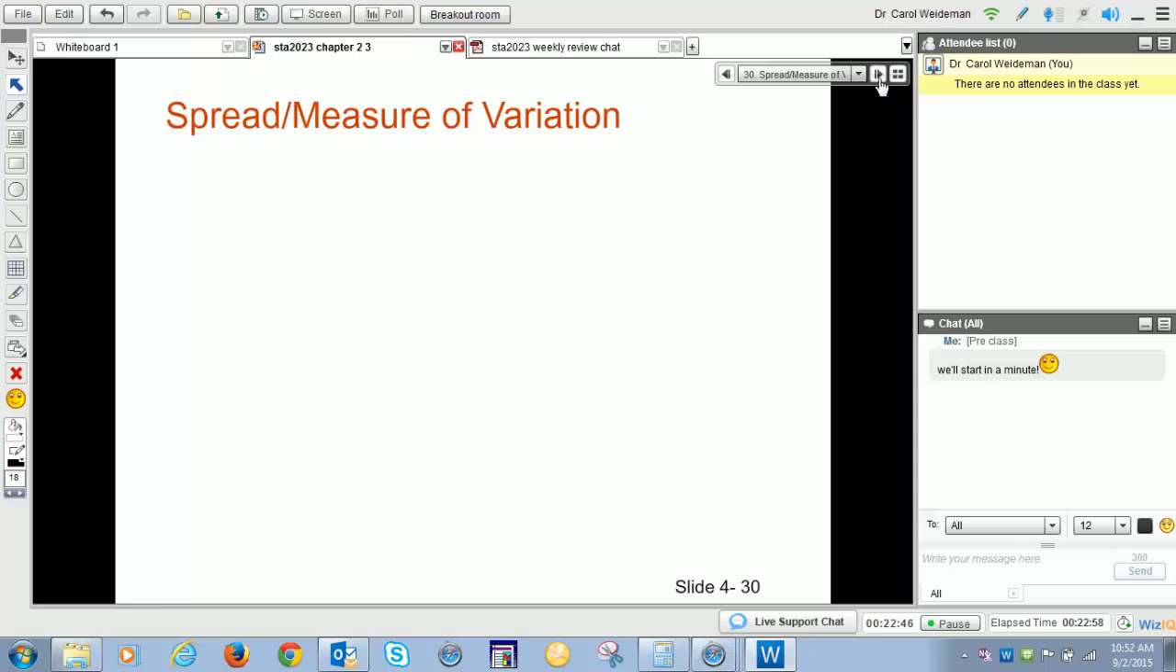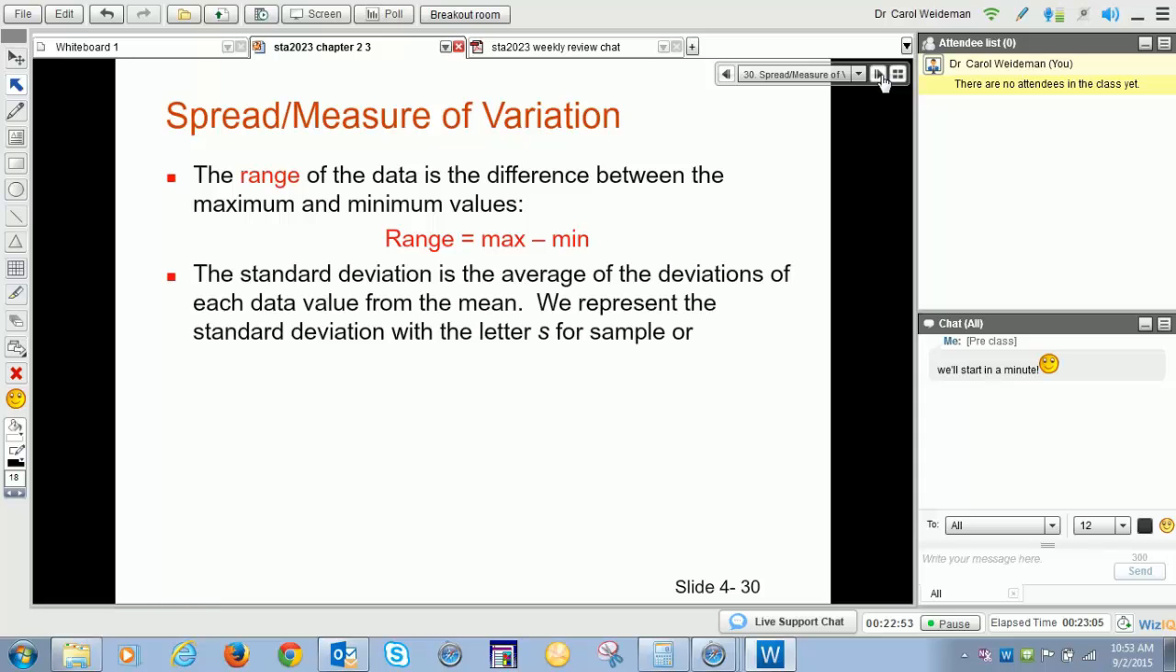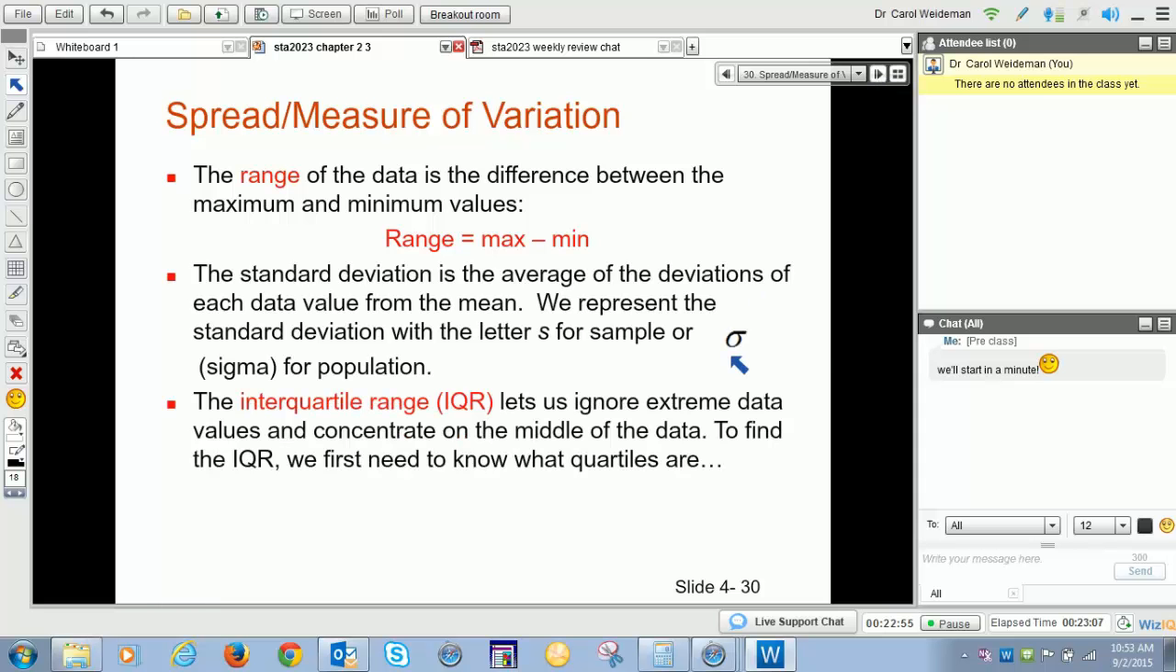So we did measures of center. Now we're going to talk about measures of spread. The range, max minus the min. The standard deviation. We use s for the sample and the Greek letter sigma for the population parameter. The interquartile range is another measure of variation.